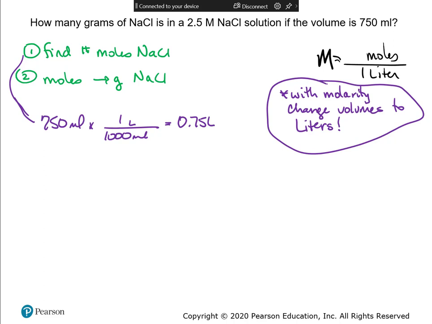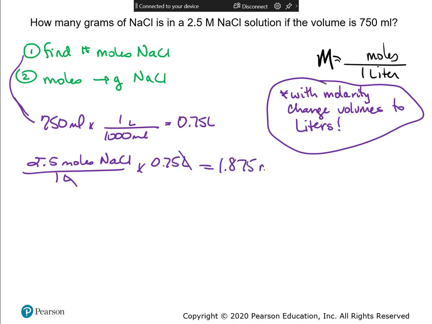Okay, so now what did you do? I did 2.5 moles of NaCl over 1 liter times the 0.75. Yep. Okay. Concentration times volume. Liters and liters will cancel. 2.5 times 0.75 is 1.875 moles. So that's that first step, okay?